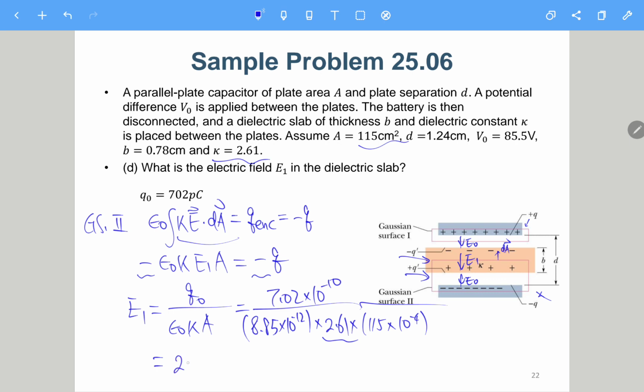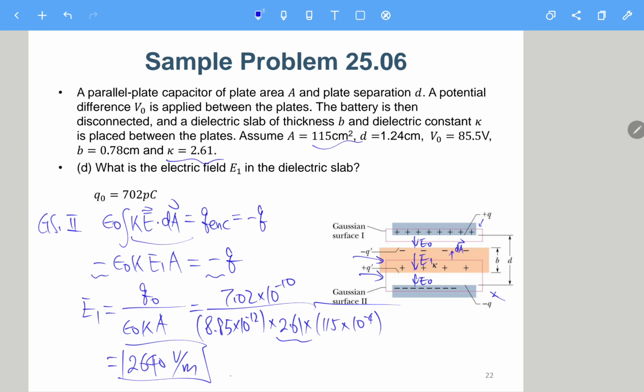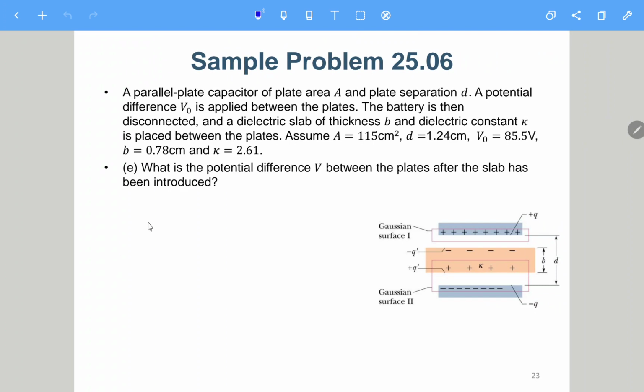Okay, so this is 2640 volt per meter. Yeah, here the same thing. Okay, so here we come to part E.